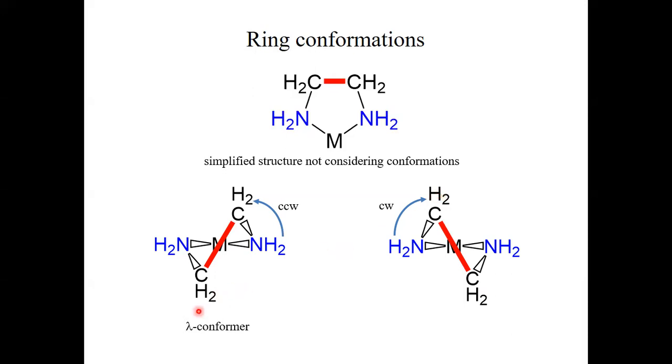So now, in the isomerism, we use capital lambdas and capital deltas in order to make this designation. If we designate conformers, then we use lowercase letters. This would be a lowercase lambda conformer, and this would be a lowercase delta. Okay, so this is what I wanted to tell you about isomerism. We have now closed this subchapter, and we can end the lecture here.